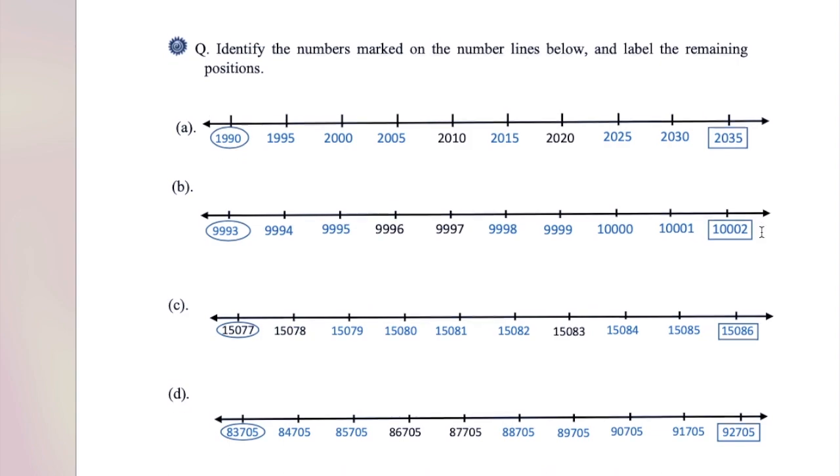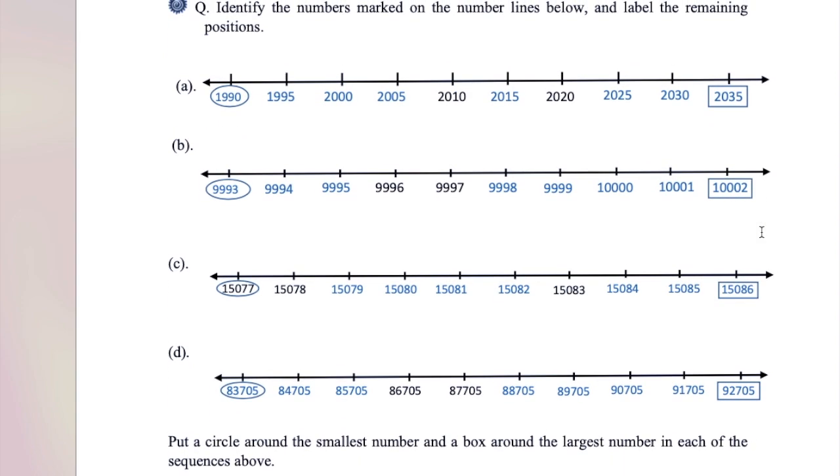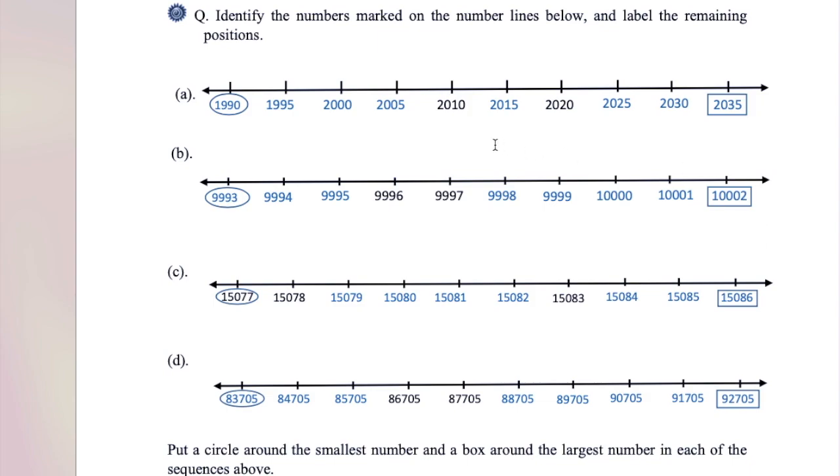And the second question which we are solving: identify the numbers marked on the number line. So you have seen the gap is of 5 numbers each. So this is 2015. After 2020 it will be 2025, 2030 and 2035. If you go back, before 2010 it is 2005, 2000, 1995 and 1990. Now it was given that you have to circle the smallest and put in a box the greatest number. Always, you know, the leftmost number is the smallest number and the rightmost number is the greatest number.